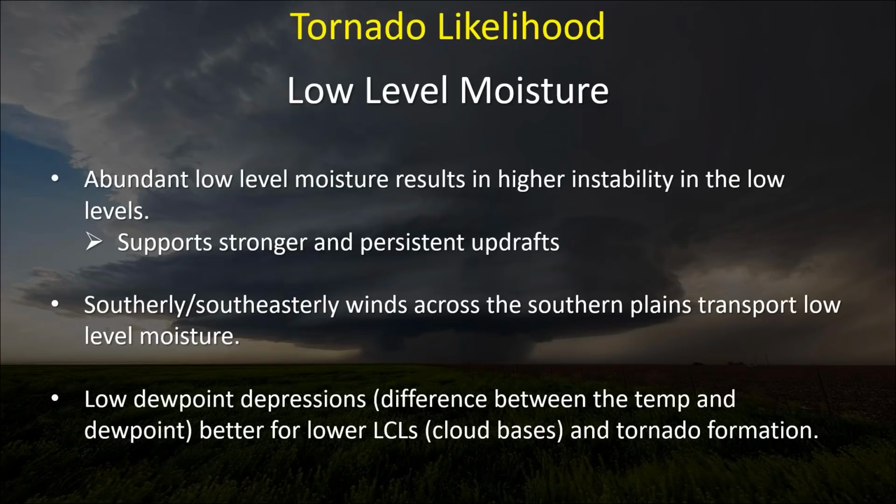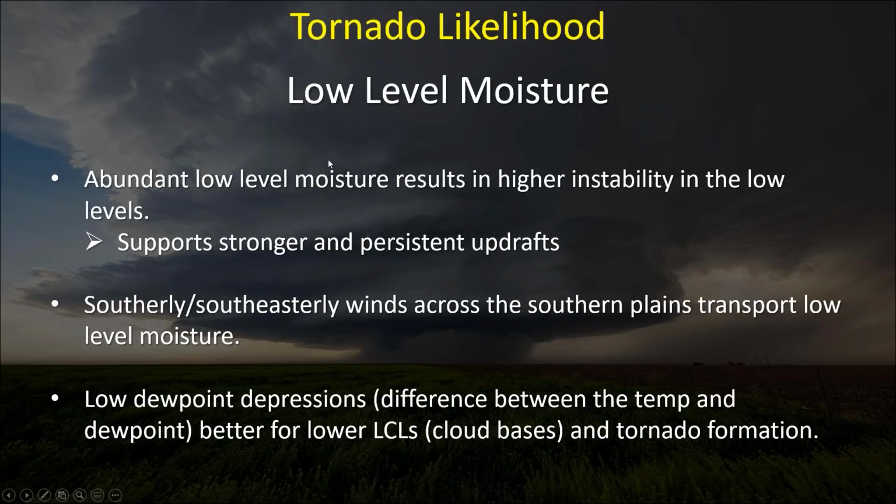So as I mentioned, you want a lot of low-level moisture if you're looking to see if the conditions are going to be favorable for tornadoes. The reason for that is that the higher low-level moisture is, the more instability you have in the low levels, and that's going to help support stronger and more persistent updrafts. And we'll see why that's important here in a little bit.